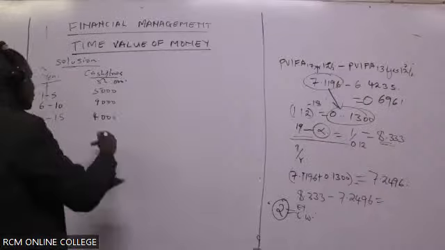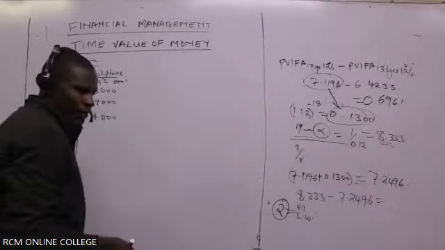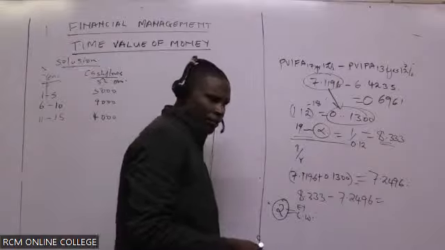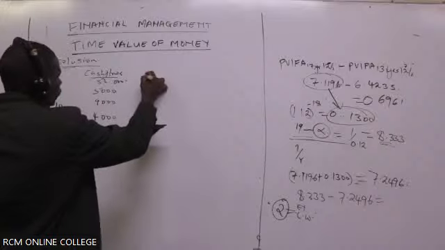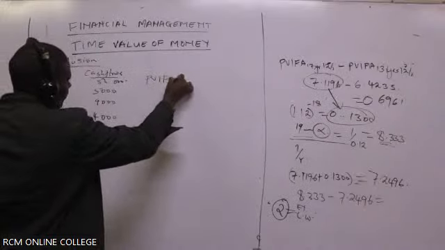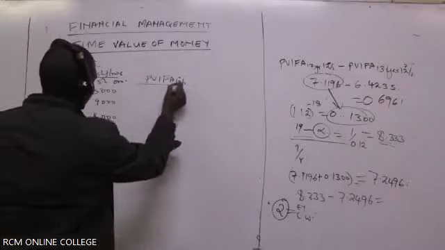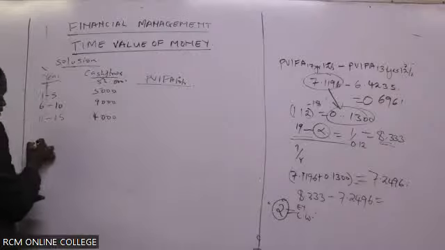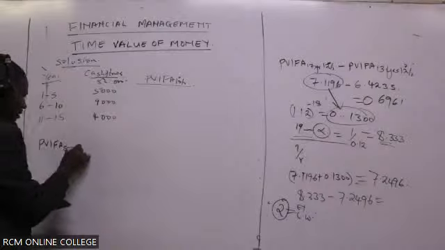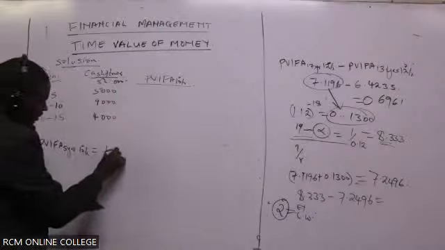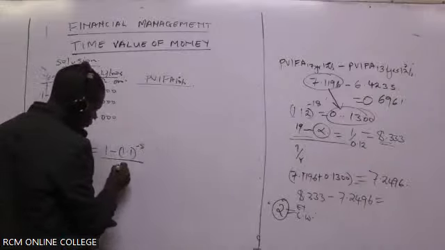All these cash flows are regular, and therefore we're going to use PV for 10%. So can you give me that of the first 5 years? It will be PV for 5 years at 10%. What do you get? 1 minus 1.1 raised to power negative 5 divided by 0.1.